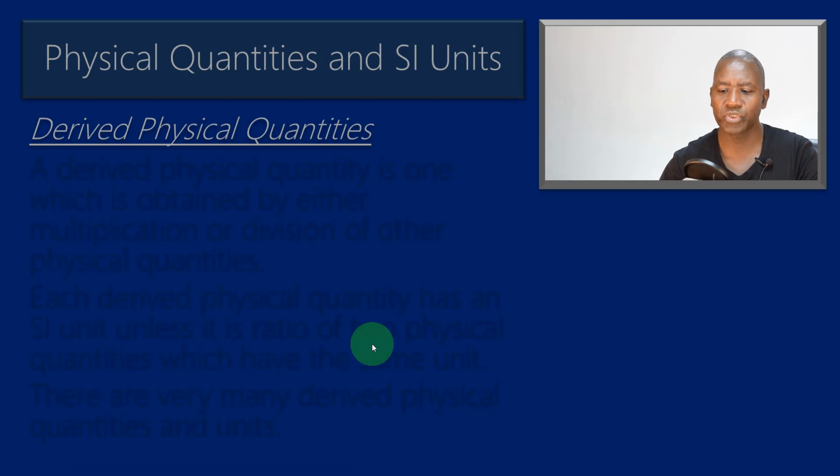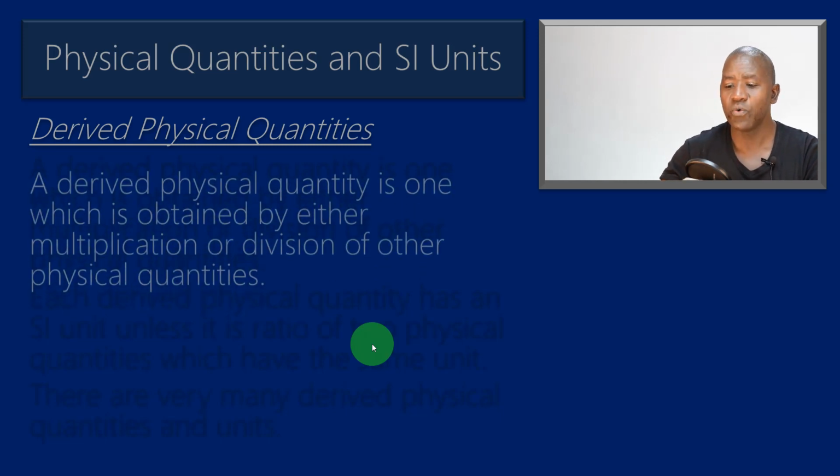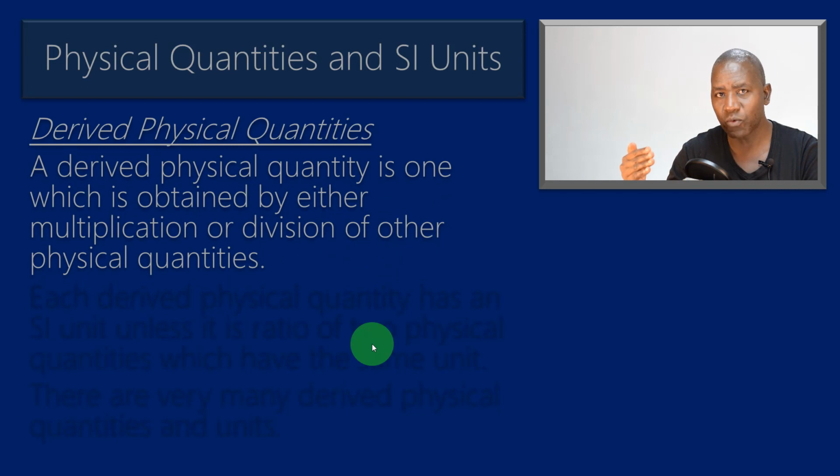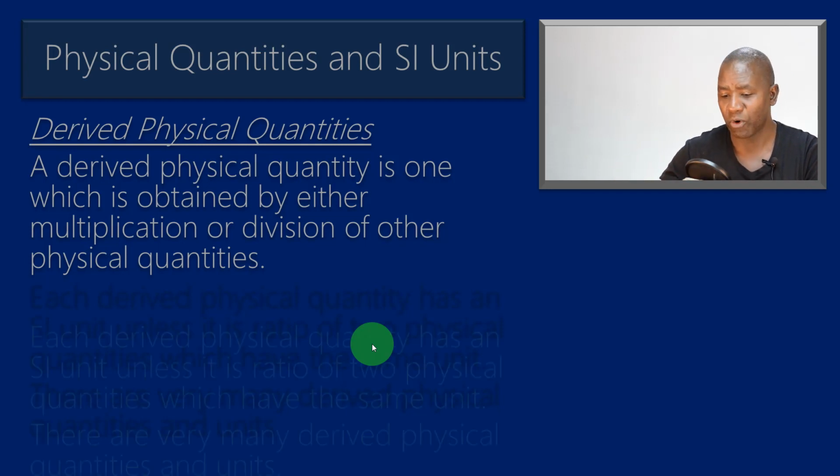Now let's turn our attention to derived physical quantities. Now we have just seen that a basic physical quantity is a quantity which cannot be obtained from any other quantity. And there are 7 of them. And we have agreed that it is important that you recall each one of those 7 basic physical quantities. Now, what is a derived physical quantity? Like you have guessed, a derived physical quantity is a quantity which is obtained from other quantities by either multiplication or division of other physical quantities. We shall see this in a moment.